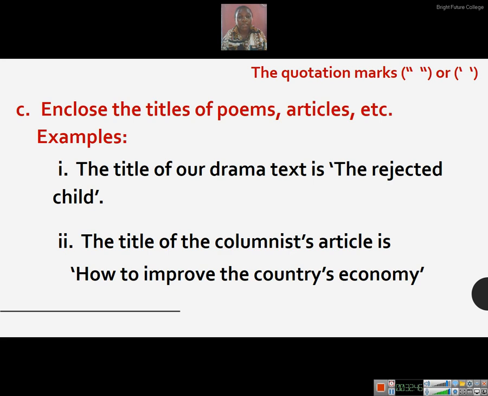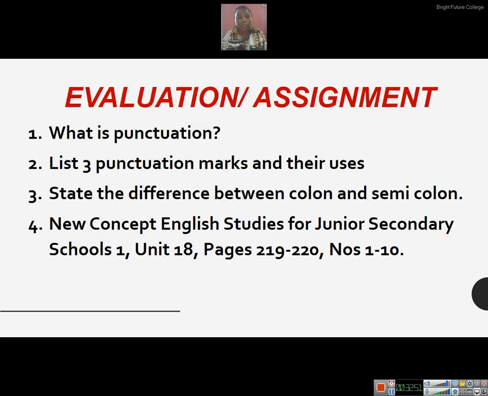Now, having completed all that we have on our aim or goals for this lesson, as an assignment or an evaluation, you answer this. What is punctuation? List 3 punctuation marks and their uses that we have learned in this lesson. State the difference between the colon and the semicolon. That means you should tell me what the colon does and what the semicolon does, even if they look similar.